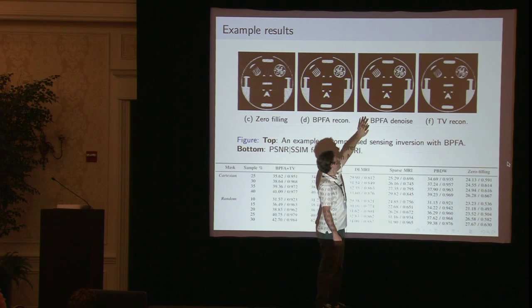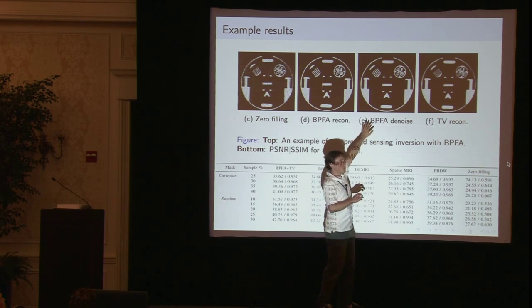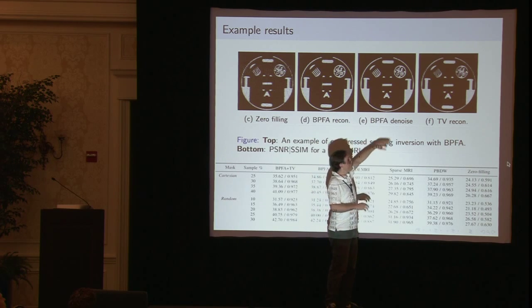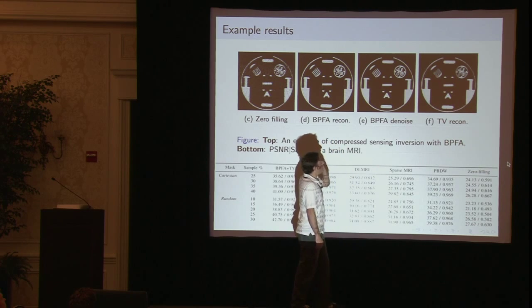So then if you look at what we get using my dictionary and my sparse representation, if I look at the sparse coding of this signal using dictionary learning and reconstruct that, I get something that looks very nice like this. And so that's in contrast.